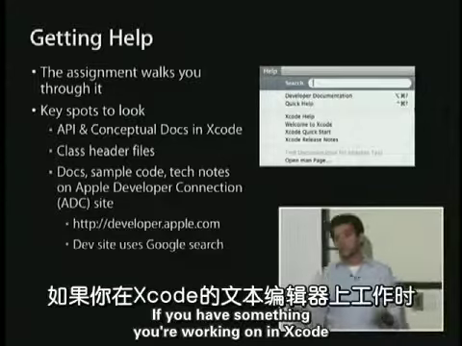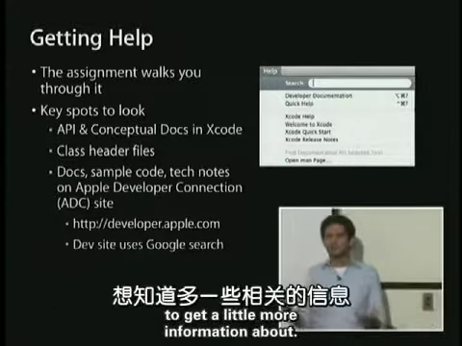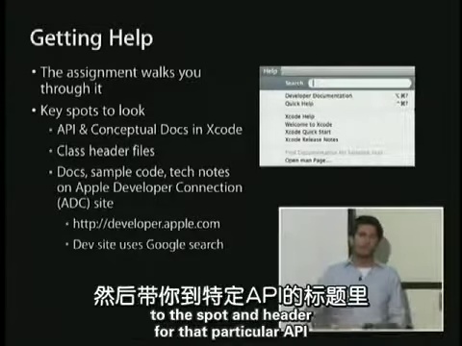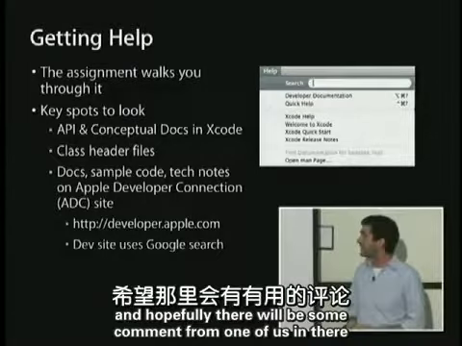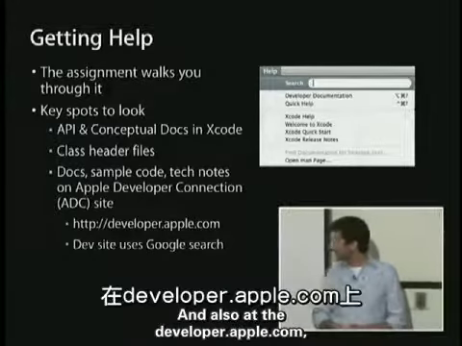If you have something you're working on in Xcode in a text editor, and you've got an API that you just want to get a little more information about, if you hold down the Command key and double-click on that API, it'll open up the header and take you right to the spot in the header for that particular API. And hopefully there'll be some comment from one of us in there. And you can also go and check it out in the documentation where there's a lot more information.